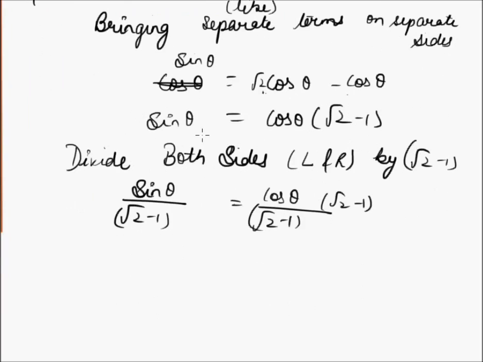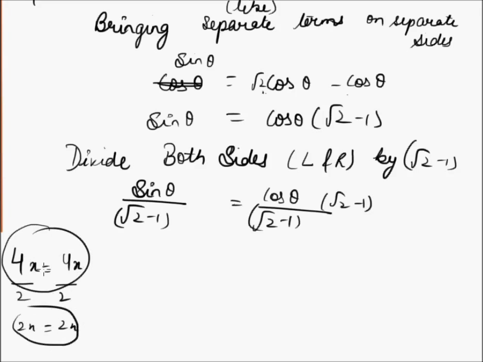Friends, we can divide both the sides because if 4x is 4x, then if we divide both the sides by 2, it will become 2x is 2x. That is, the equality of the equation is still preserved. So we can divide both the sides by the same factor. It is mathematically correct. Here the common factor is under root 2 minus 1, it gets cancelled. So we are left with sin theta over under root 2 minus 1 is cos theta.